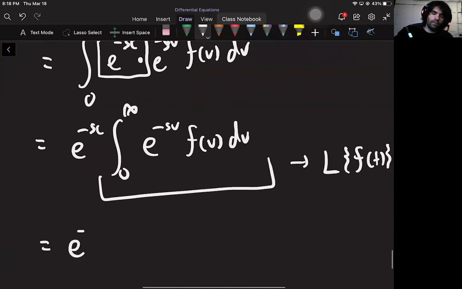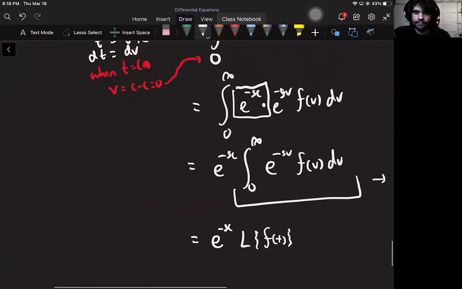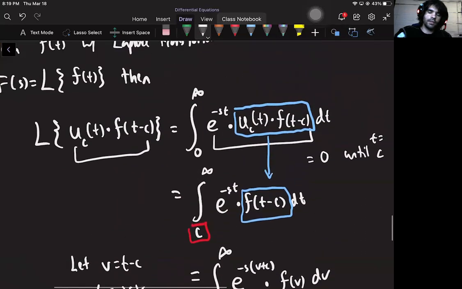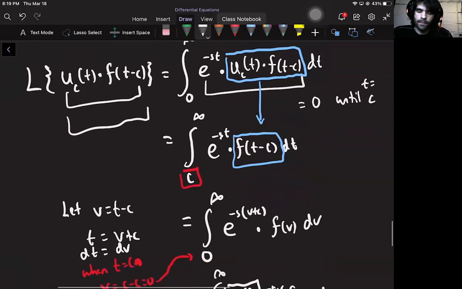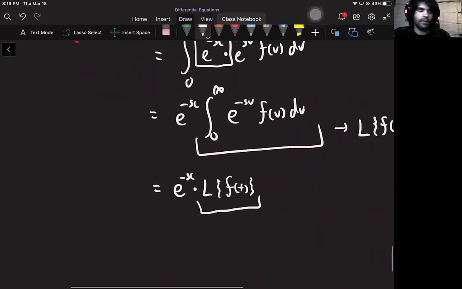So this gives us a nice little formula, which says basically that if you have a function which is starting later at time c, that's what all this is saying, then the Laplace transform of that is the Laplace transform of the function, but you've got to now multiply it by this extra e to the negative sc, where c is the amount that you're shifting over by.